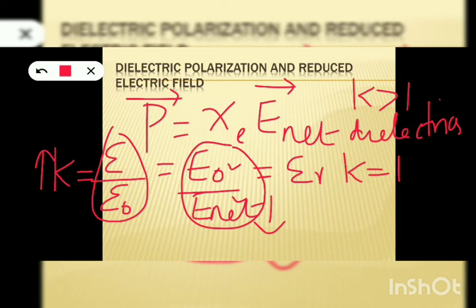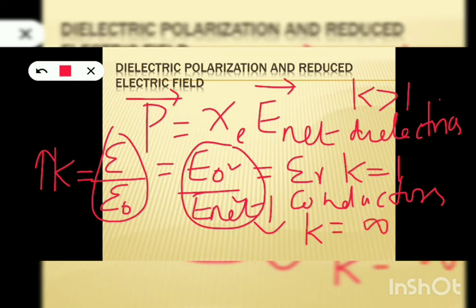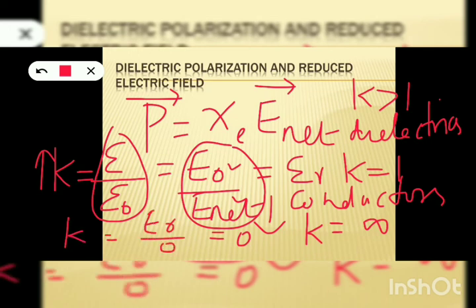And for conductors, what will be the ratio? For conductors, K will be infinity. Why? Because inside the conductor, the electric field is 0. The net electric field is 0 inside the conductor. Charges will be there only on the surface of the conductor. So what will be K? K is equal to E0 by 0. Anything by 0 will be infinity. So this ratio K will be infinity for conductors.